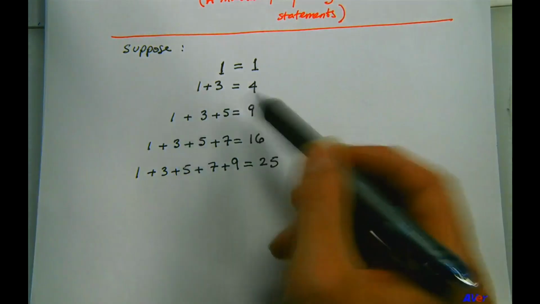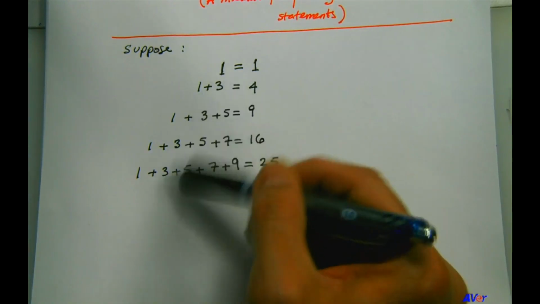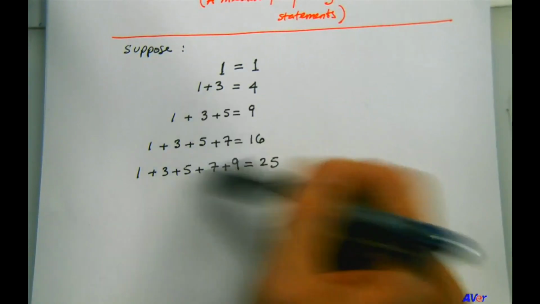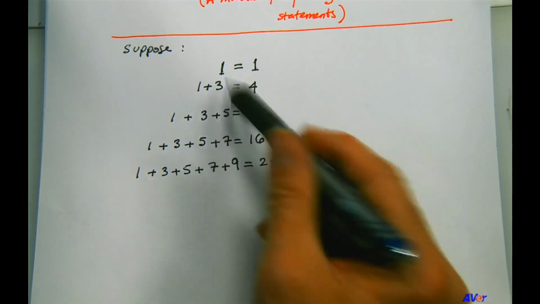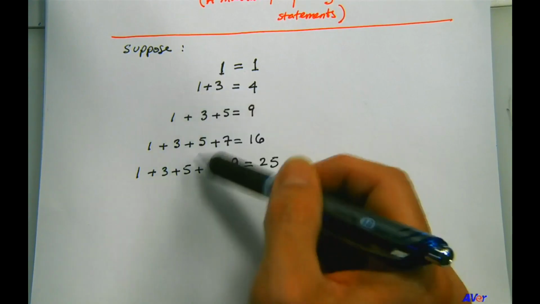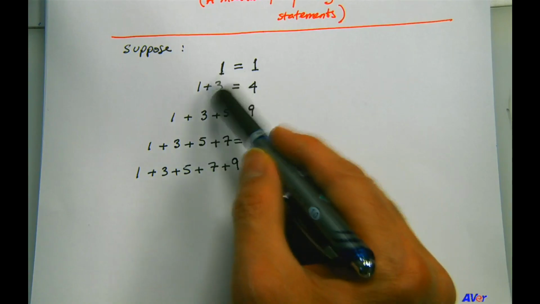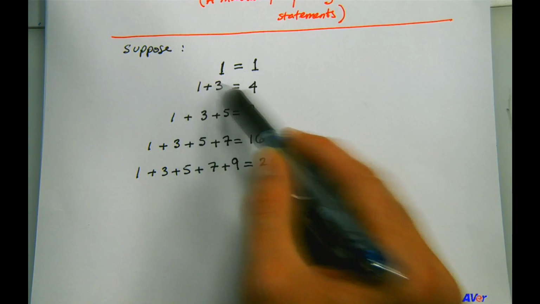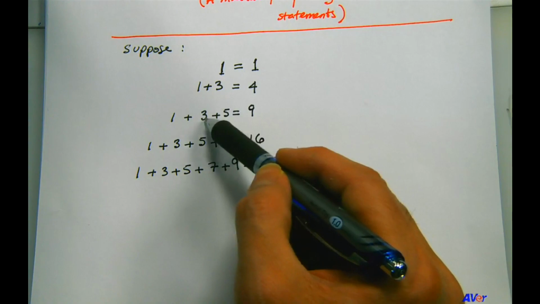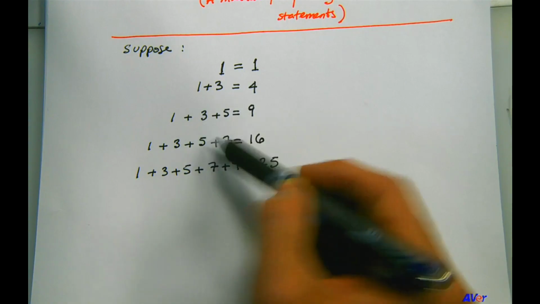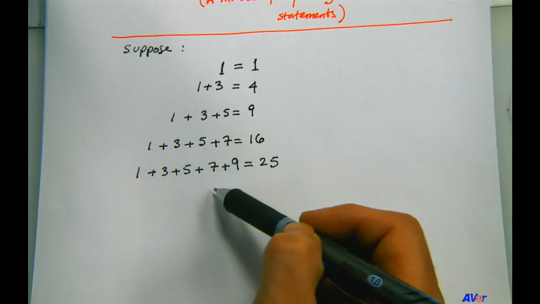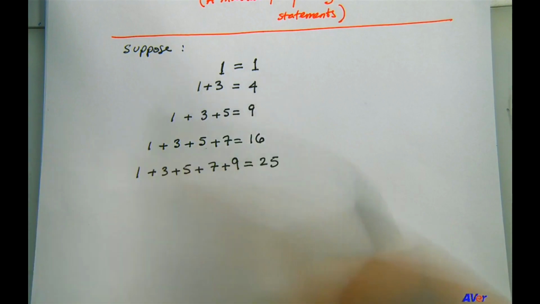Is there anything you would notice about the numbers on the left-hand side? Is there anything particularly catching your attention in here? What do all these numbers have in common? They're all odd numbers. Not only that, they're consecutive odd numbers. So 1 plus 3, 4, 1 plus 3 plus 5, which is 5 being the next odd number after 3, and 7 being the next odd number after 5, and so on. The same thing with 9. We could keep going, but let's stop there.